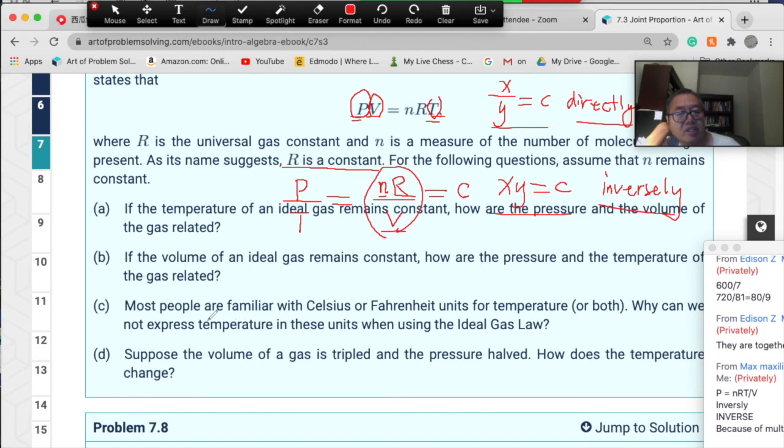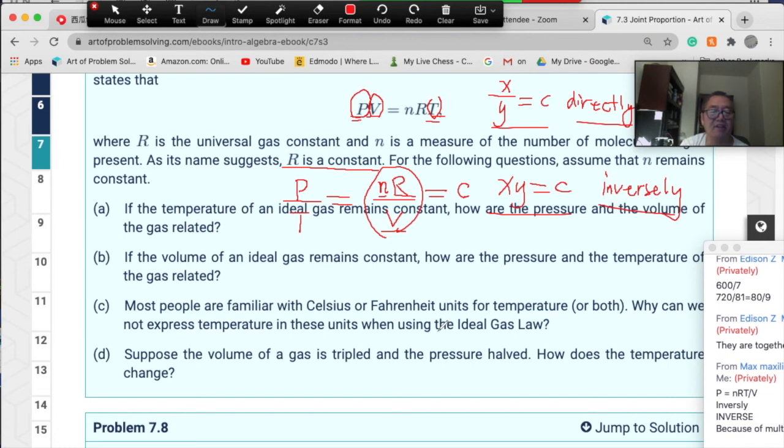Now let's go to C. Most people are familiar with Celsius or Fahrenheit units for temperature, or both. Why can we not express temperature in these units when using the ideal gas law? In this ideal gas law, you don't use Celsius or Fahrenheit. You use absolute temperature.